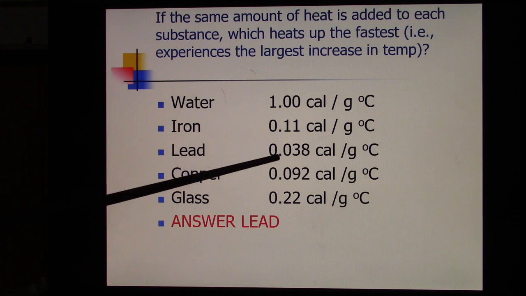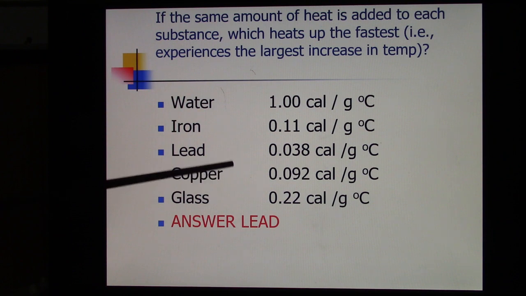Lead has the lowest specific heat, so it takes less energy to heat up, so it's going to reach the highest temperature first and heat up more quickly, but at the same time cool down more quickly. So in reality, lead would be a better substance to use for cookware, but due to its toxicity, I don't think a lot of people would buy lead bottom cookware. So copper is commonly used, and plus copper looks nice too when it's nice and shiny.